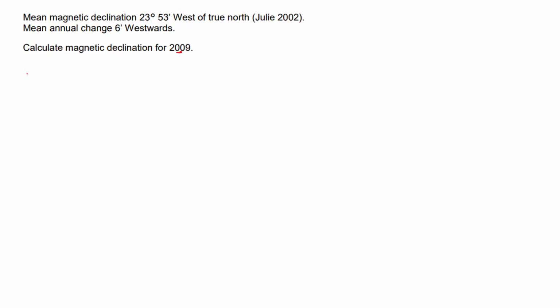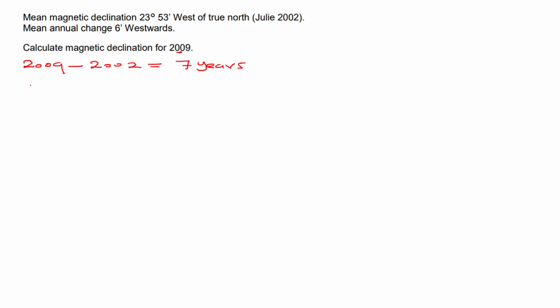We are now in 2009, so we must first calculate the difference in years. We are in 2009, but this magnetic declination was calculated in 2002. So we want the difference between these. The difference between 2009 and 2002, you'll agree with me, will be 7 years. Then we want to calculate the total change.